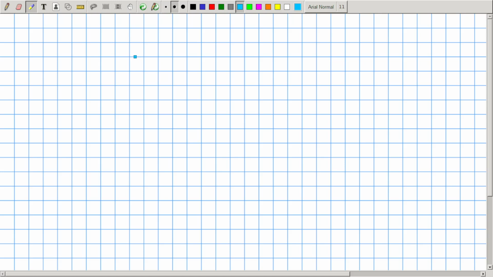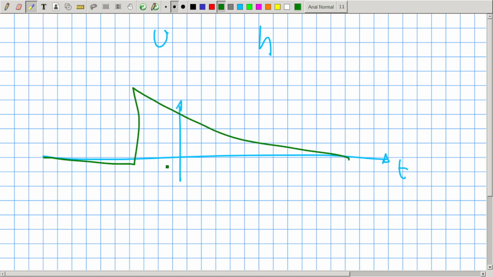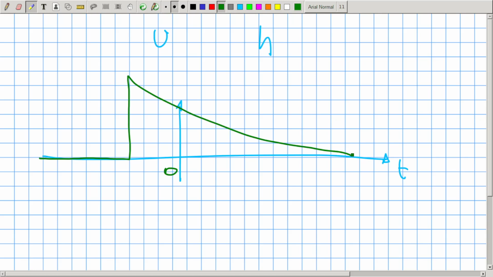Let me draw it because it's going to be more precise. U, H, T. If I have an H that looks like this one, and this is 0, what would you tell me about H? This one. What would you tell me about H? Not causal.